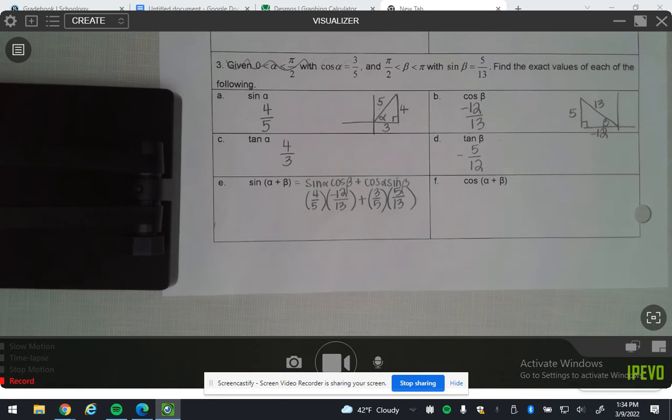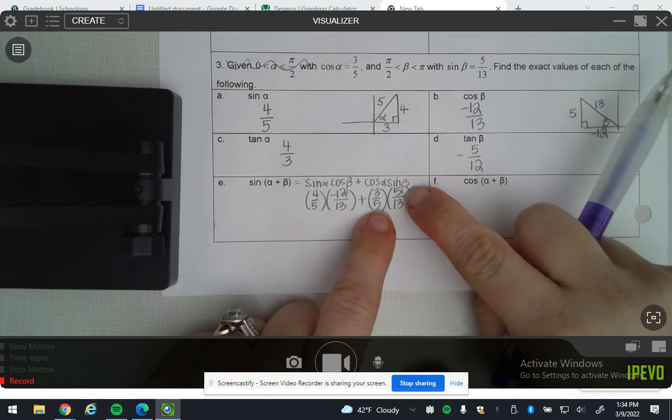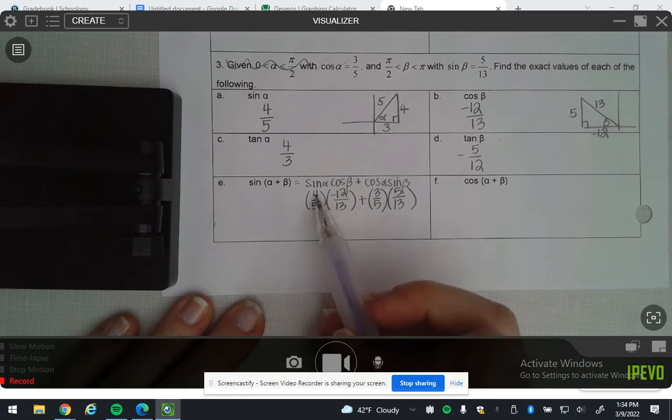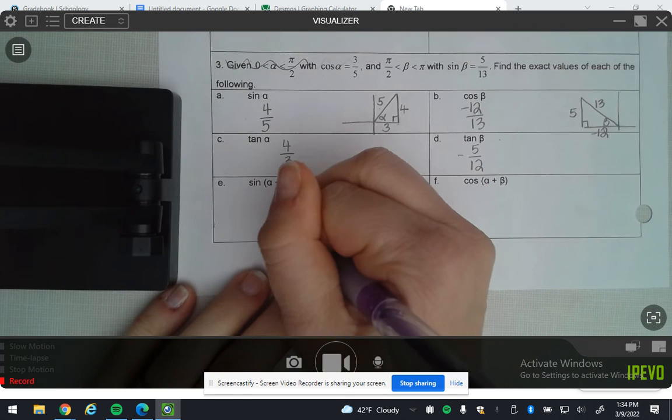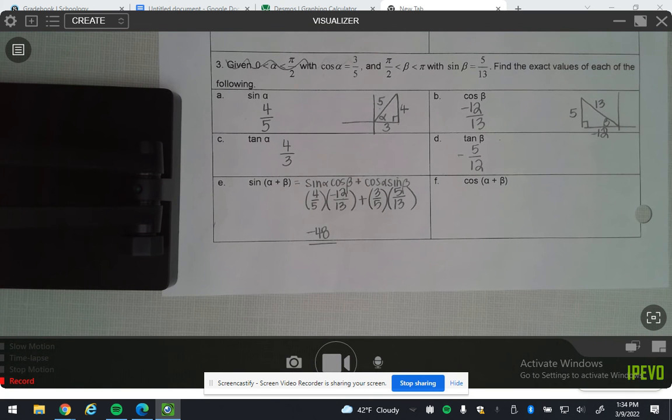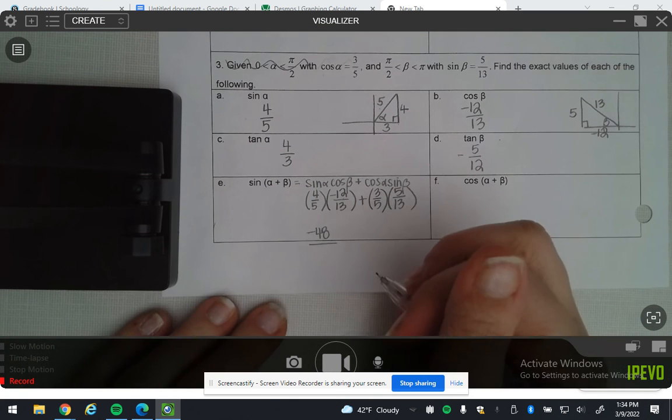Now, I want you to notice something immediately. You're multiplying fractions, yes or no? Are you going to have a common denominator when you multiply them? Yes, so don't cancel. Could these 5s cancel? Yes, but it's going to cause you issues later. Don't cancel anything. Multiply across. 4 times negative 12 is negative 48. 5 and 13.